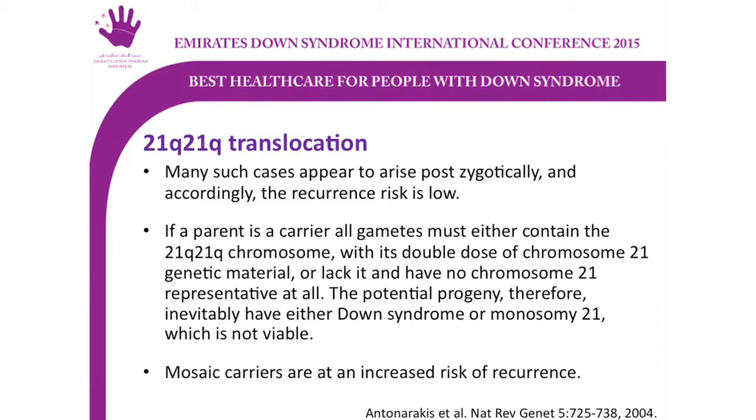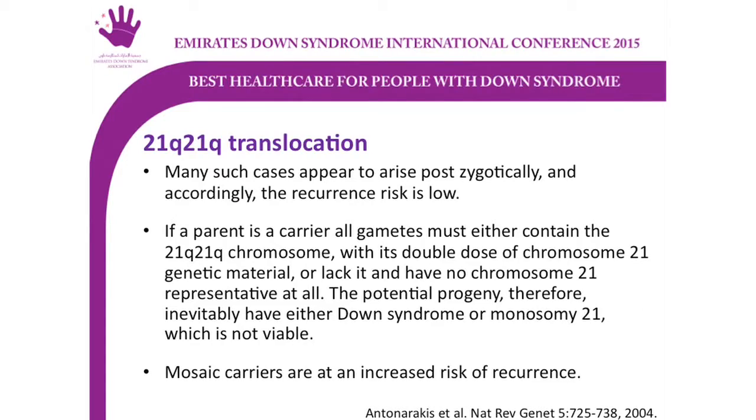Now, it is very rare that we may have 2 chromosomes 21 attached to each other. If the mother or father carries this 21-21 translocation, then the recurrence risk will be 100%, because the ova will either carry the two copies of chromosome 21 or null, no copies of 21. And if you don't have 21, then it's not compatible with life. It will not survive.